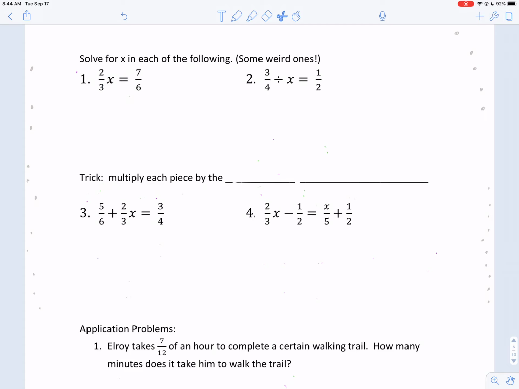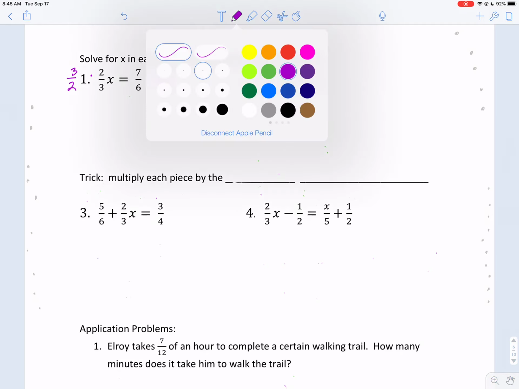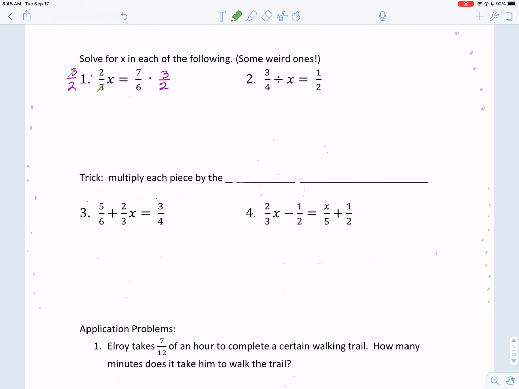So we want to multiply the left side of the equation by something that everything will cancel so that the only thing left is the x. So that's going to be our 3/2. Notice that our 3's are going to cancel and our 2's are going to cancel. The only thing left is the x.